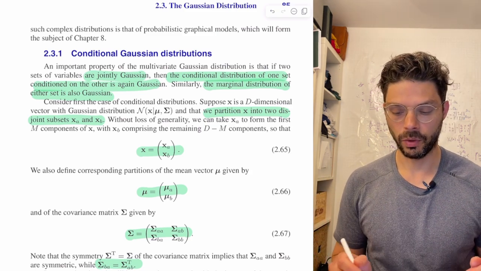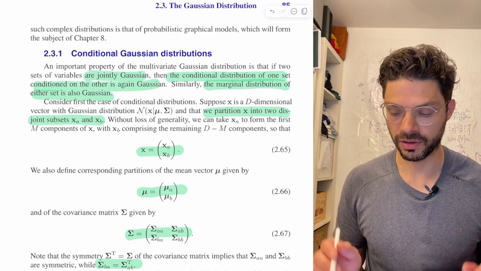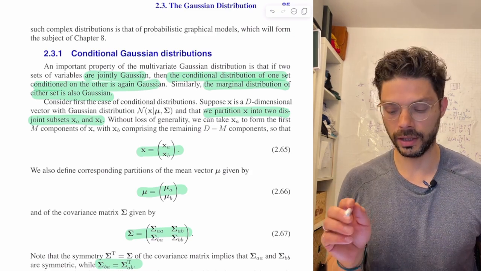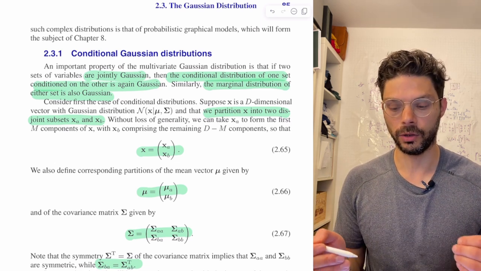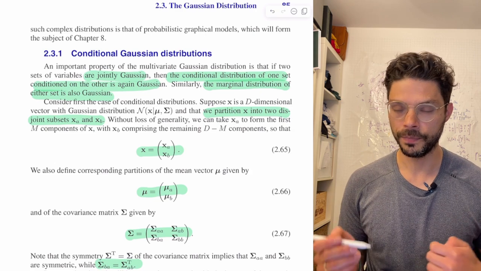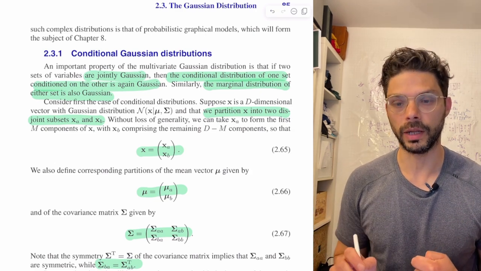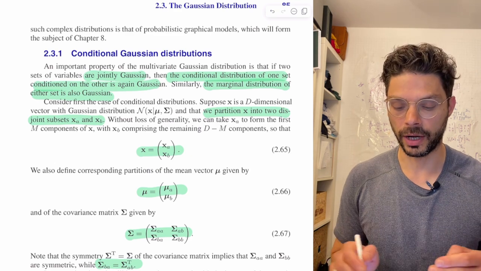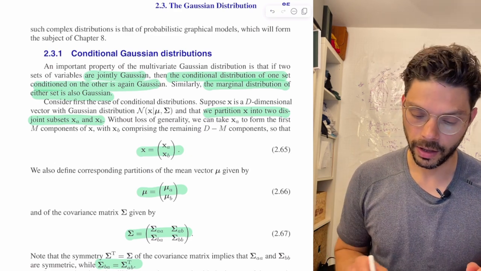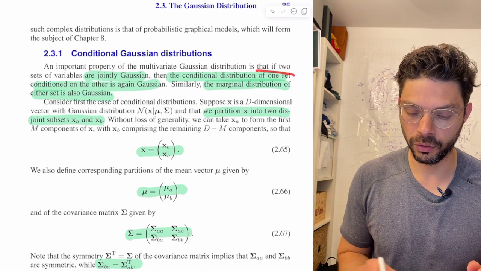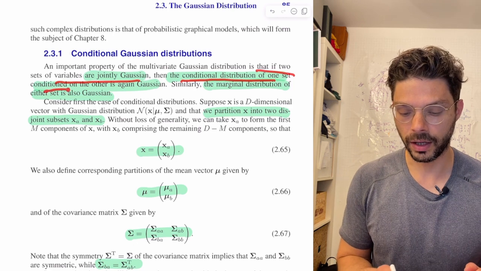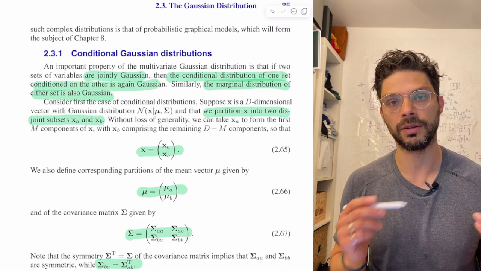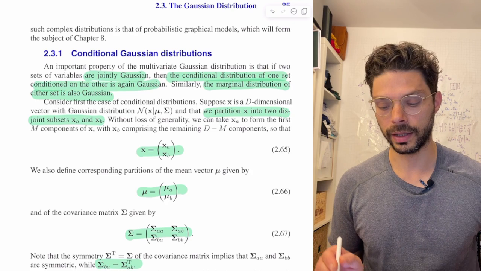Let's just get into it and you'll see what I mean. As we go through this section, make sure you can follow along with the derivations and what's going on. You don't need to remember the exact formulas, but remember the key takeaway: if two sets of variables are jointly Gaussian, then the conditional distribution of one set conditioned on the other is again Gaussian. This is going to simplify a lot of our work later on.